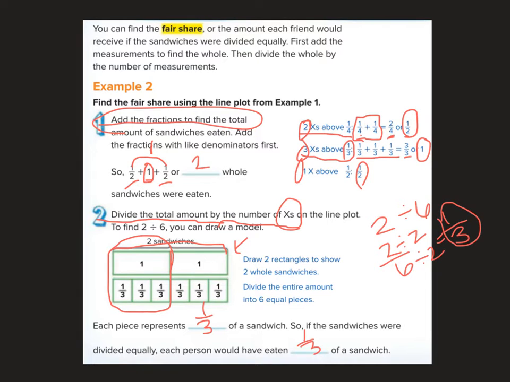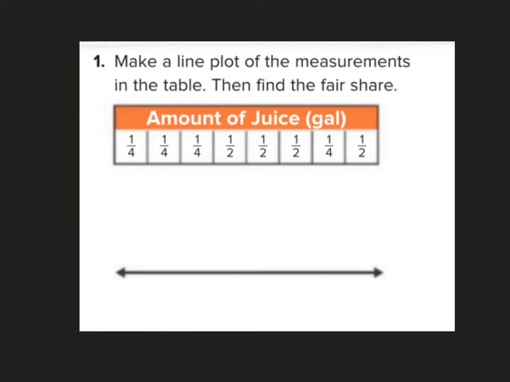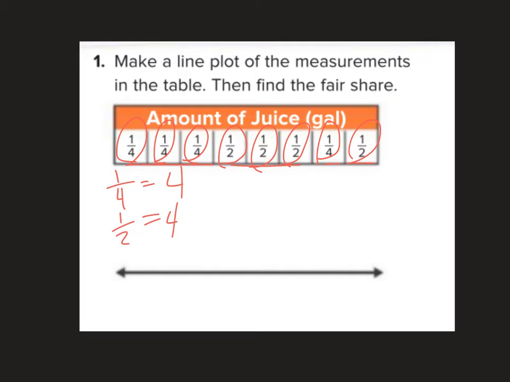All right, let's try the next one. Make a line plot of measurements in the table, then find the fair share. So my numbers I'm seeing here are 1/4, 1/2, another 1/4, and another 1/2. My first step was to do that. So I have 1/4. How many do I have? 1, 2, 3, 4. I have four 1/4s. How many halves do I have? 1, 2, 3, 4. So I have four 1/2s.